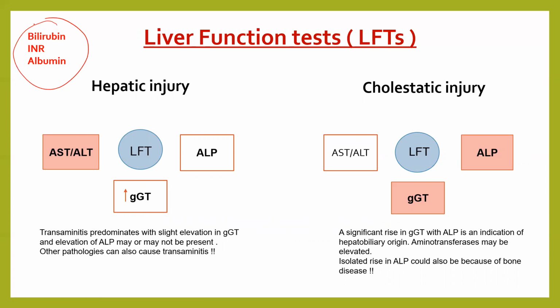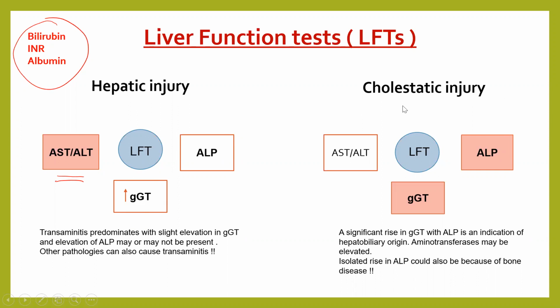So when we talk about hepatic injury, we have a very predominant elevation of AST and ALT. We could have a slight elevation of GGT, but in the case of hepatic injury, it is usually just AST and ALT. But it's important to remember that if you have a very high elevation of AST and ALT and a very high elevation of GGT, it could be a case of chronic alcohol abuse, because alcohol itself is also responsible for an elevation of GGT.